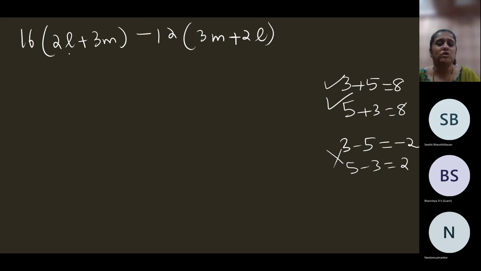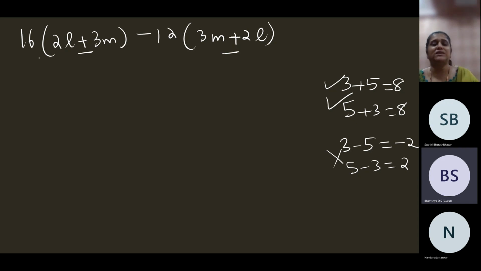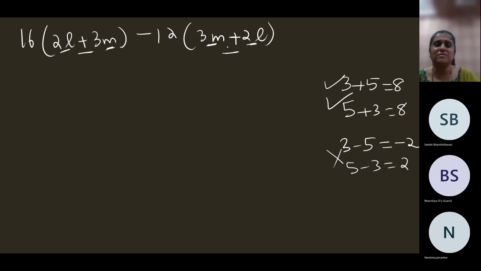What do you have here? 2L plus 3M. What do you have here? 3M plus 2L. Are they the same or different? Same, ma'am. It's like 3 plus 5, 5 plus 3. See here, there is 3M here, there is 3M here. There's 2L here, there is 2L here. Plus, plus. They're the same, like 3 plus 5, 5 plus 3.